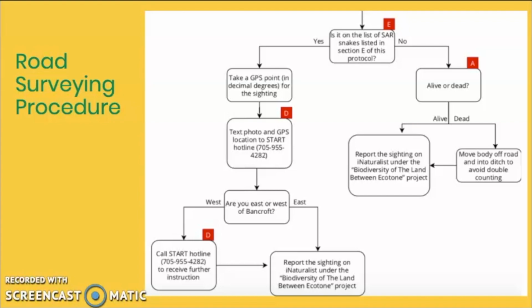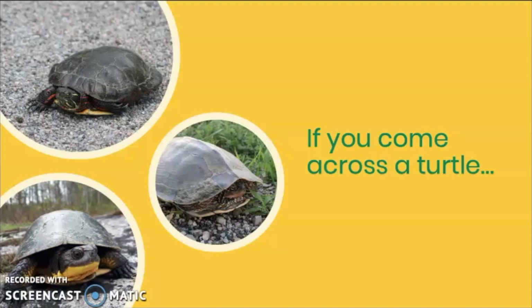All right, so once you've completed all of these steps, depending on the situation you find yourself in, you can return to your vehicle safely and continue on your drive when it's safe to do so. And then if you come across another snake while you're out surveying or just driving from A to B, you can repeat the steps outlined in this flowchart.